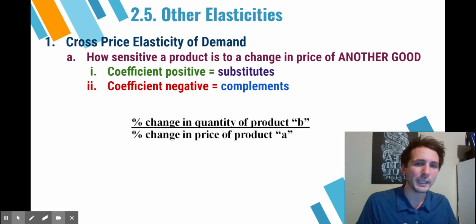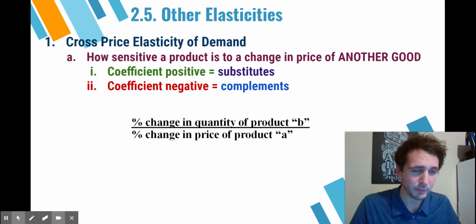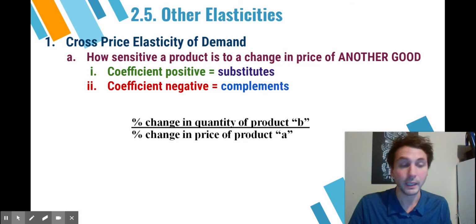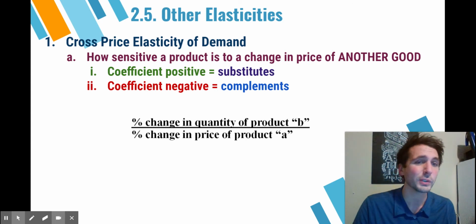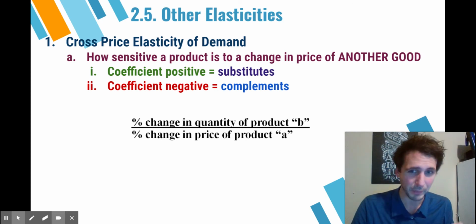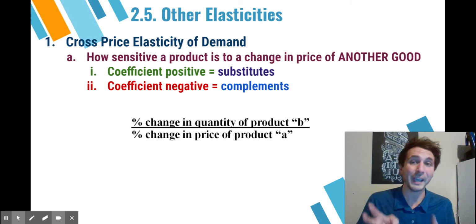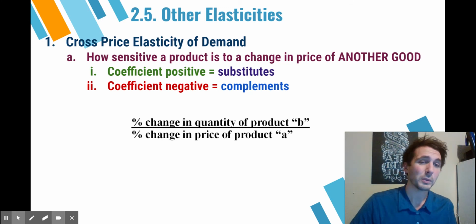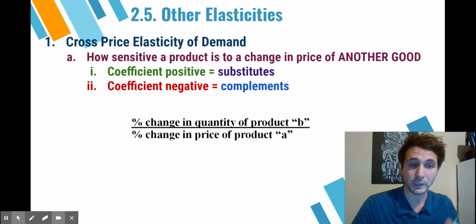So it's the percent change, and again, we use a positive or negative value, so up or down, in the quantity of product B, or whatever product they're telling you has a change in quantity, over the percent change in price of product A. Notice something very important. We are still quantity over price. It's still Q over P. As long as you remember that, you're going to be good on elasticity of demand, elasticity of supply, and cross price elasticity. Always quantity over price. The difference is we're taking the quantity of one good and looking at how sensitive it is to the change in price of another good.